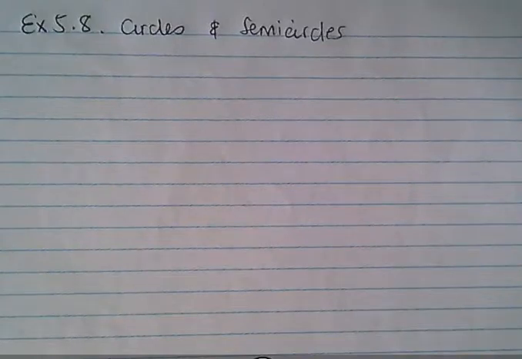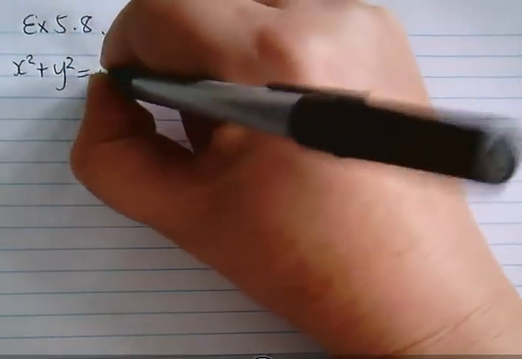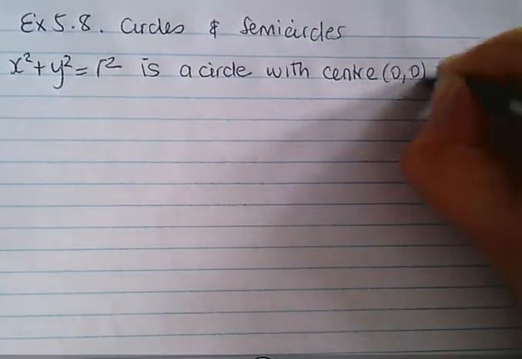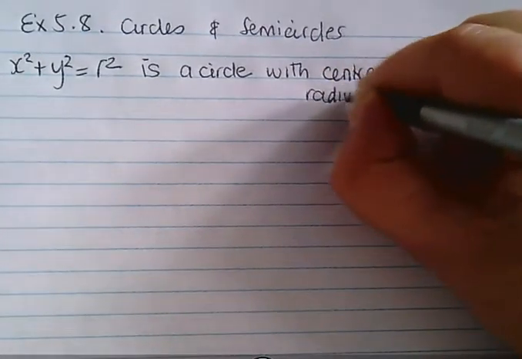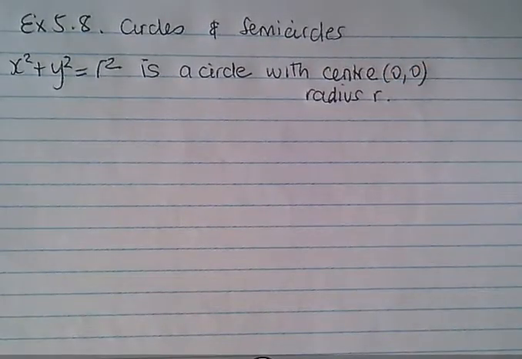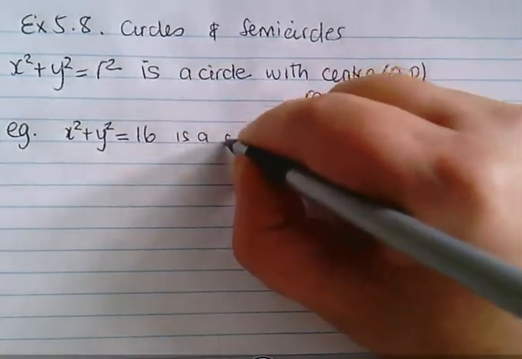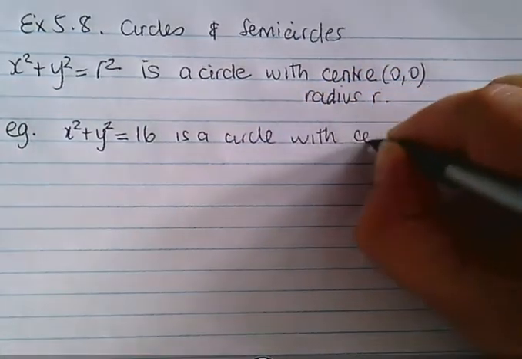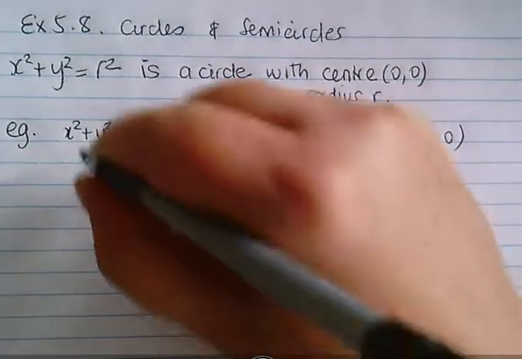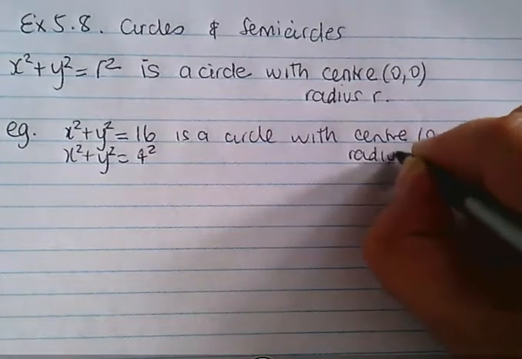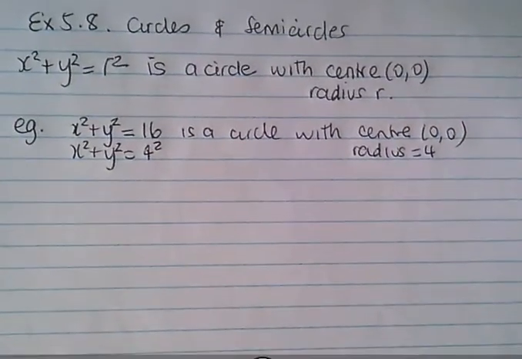Okay, exercise 5.8, circles and semicircles. X squared plus y squared equals r squared is a circle with center 0, 0 and radius r. Okay? If we look at something like x squared plus y squared equals 16, that is a circle with center 0, 0. What's the radius? And radius 4. Let's see if it is a function.